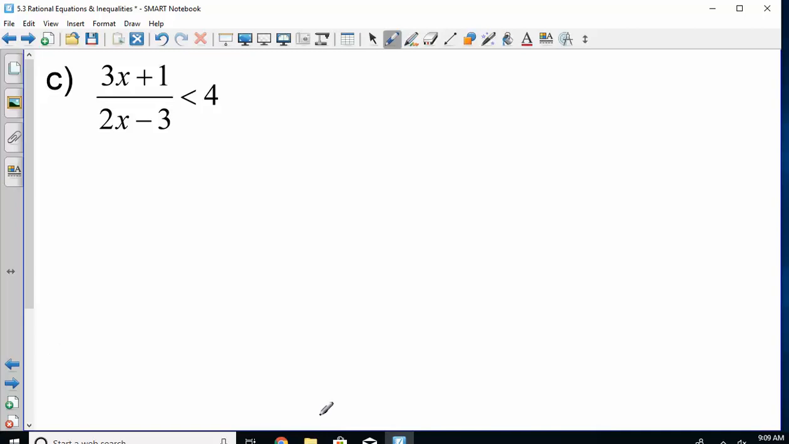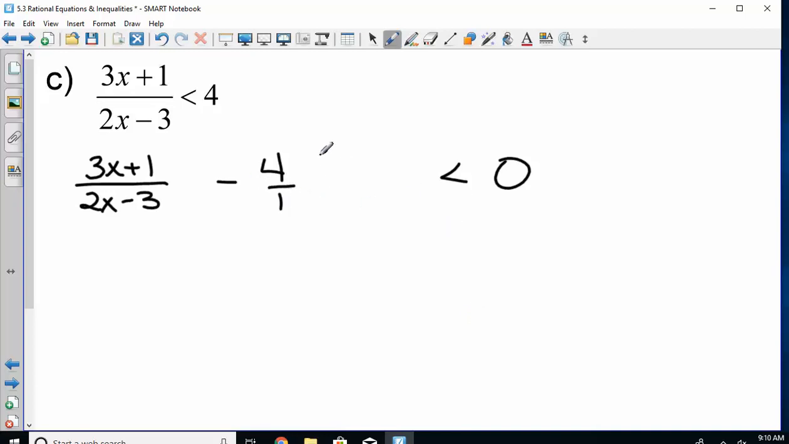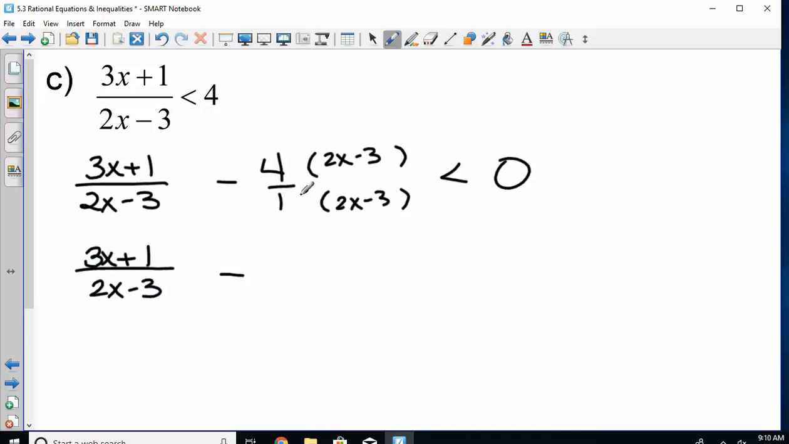Okay, first step will be what? Then what do we need? Right, this is like a 4 over 1. What do I need to multiply this by to get my common denominator? Okay, so if I run my 4 through.